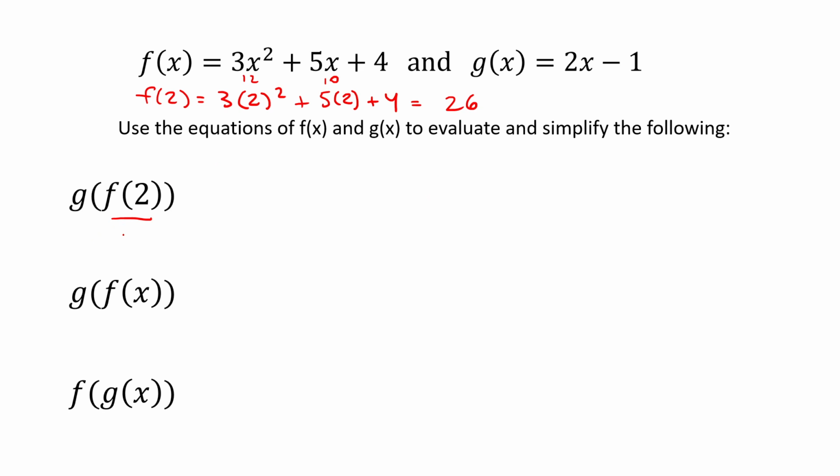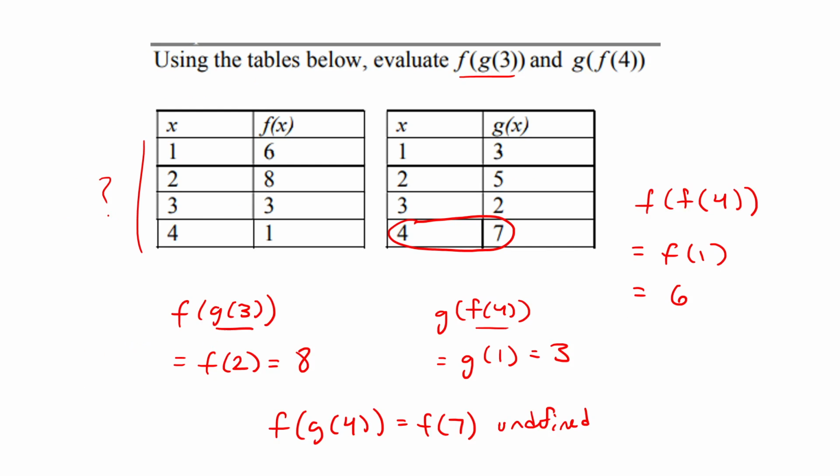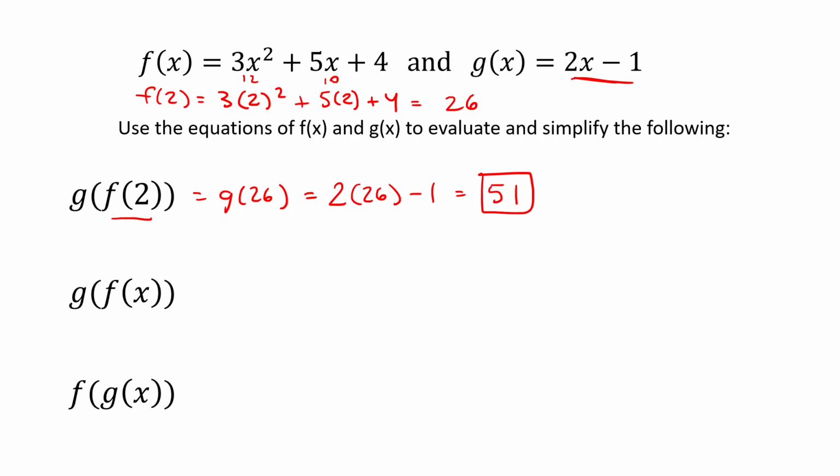And then we know this is going to be g of 26, and then we would go ahead and plug that into the equation for g. And that's going to be 52 minus 1, which is 51. So in that case, we end up getting a number just like we did when we did it with a graph or with a table. Our final result was a y value.